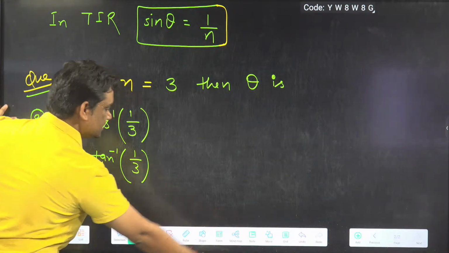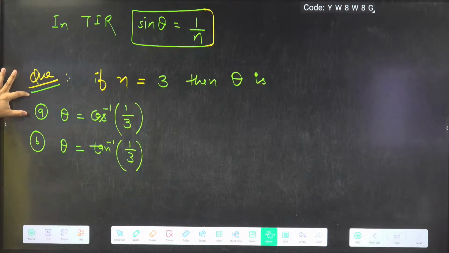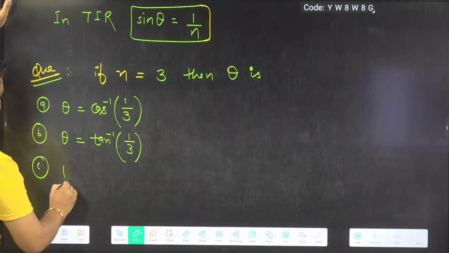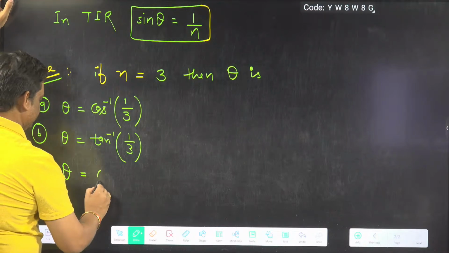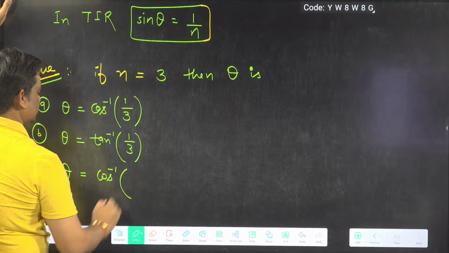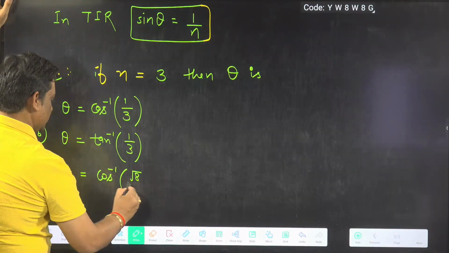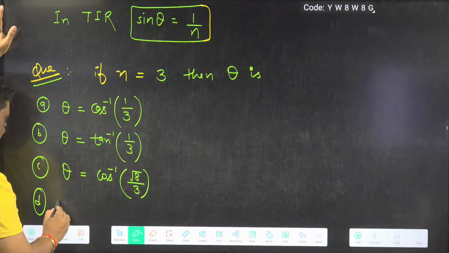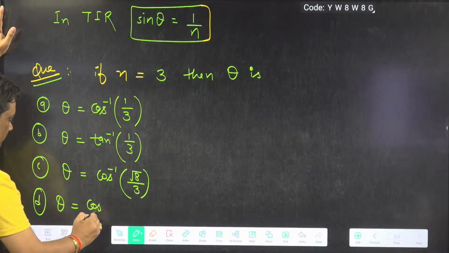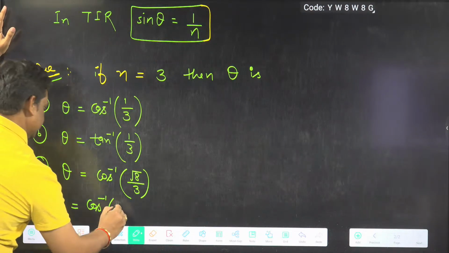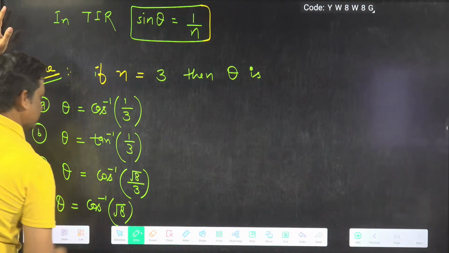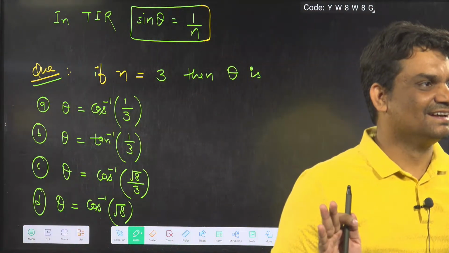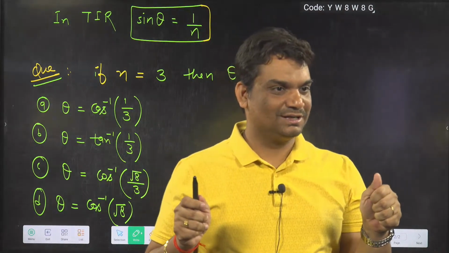Option C: theta equals cos inverse root 8 by 3. Option D: theta equals cos inverse root 8. Which option will you take? What is this inverse? We don't know this inverse.